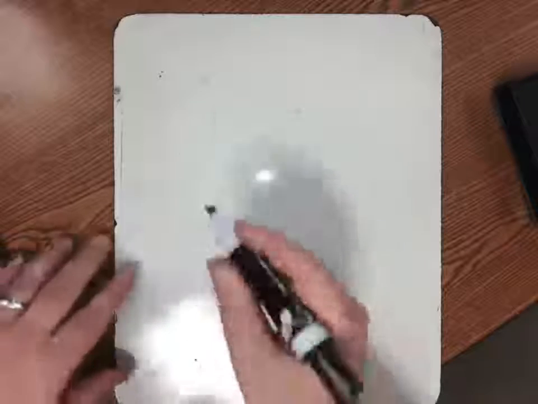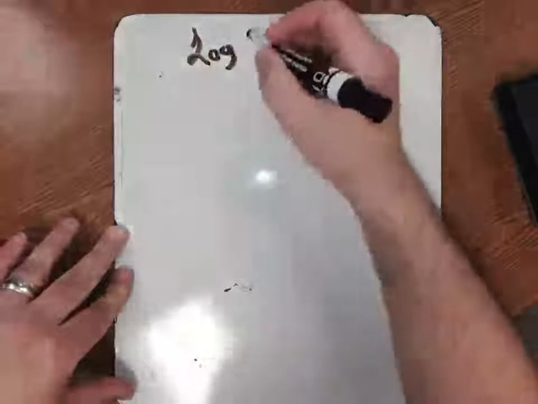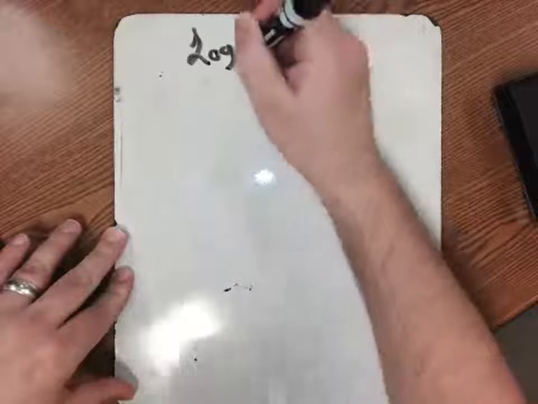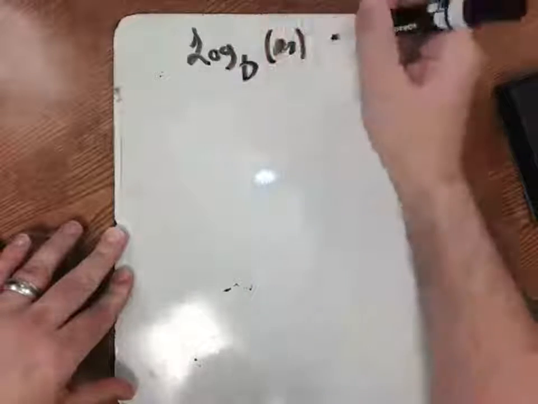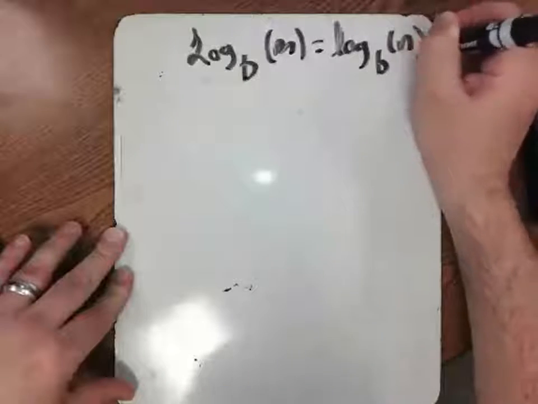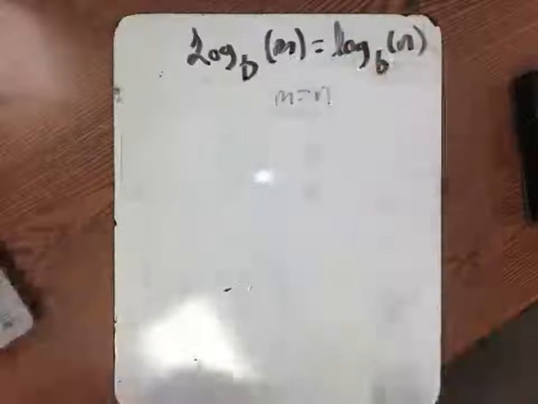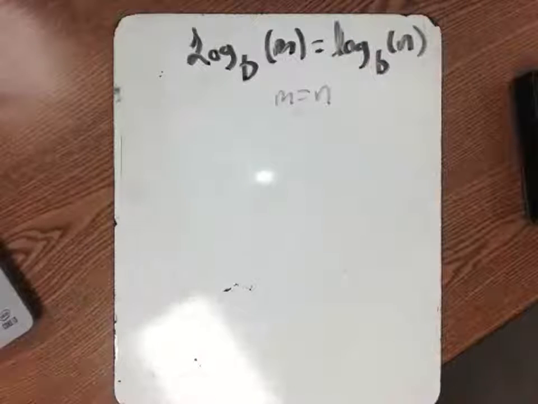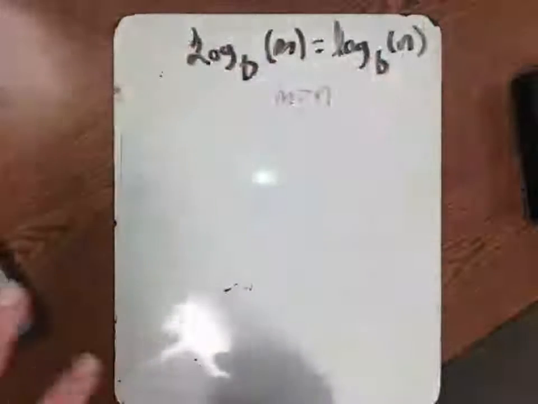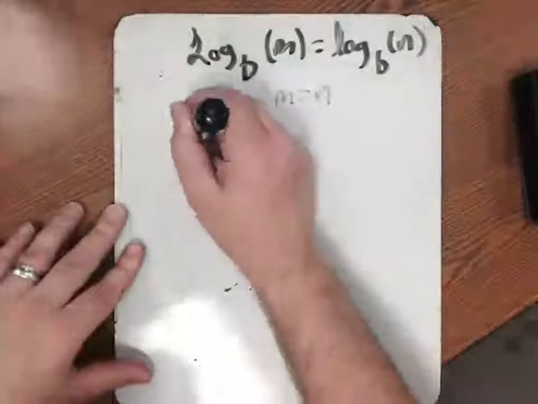Let me remind you, that's the property that says if you have two logs that are equal, and their bases are equal, then the stuff inside the parentheses is equal. This is a great rule or law because it allows us to take something that looks fairly complicated and make it pretty simple. Here's just a simple example.